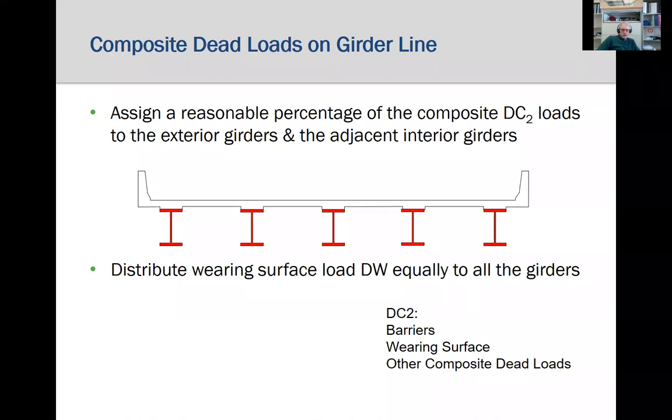For the wearing surface load, DW, an equal distribution of the load to all the girders is a reasonable assumption and has been the customary practice. And we will look at how these are distributed when we get to the example we're going to use for Simon.